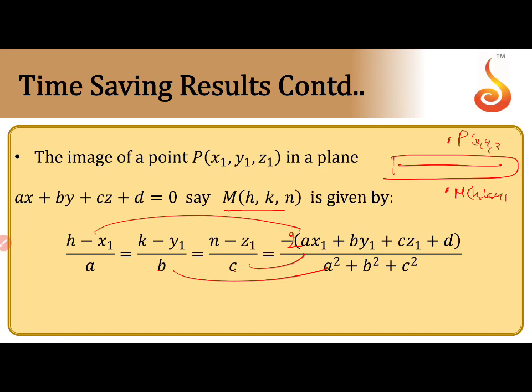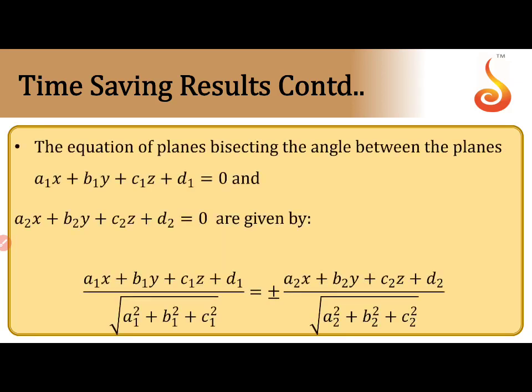This is the formula for the image. And one more formula, for the foot of the perpendicular, is with minus 1 into (a x1 plus b y1 plus c z1 plus d) by a square plus b square plus c square. That is for the foot of the perpendicular, with minus 1. For the image, it means minus 2 into the same thing. Clear? Next, the equation of the plane bisecting the angle between two planes is given by this formula.